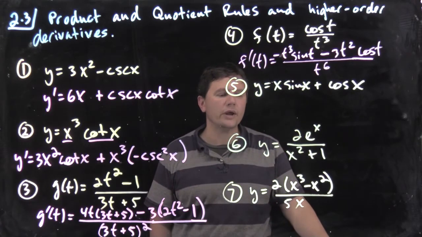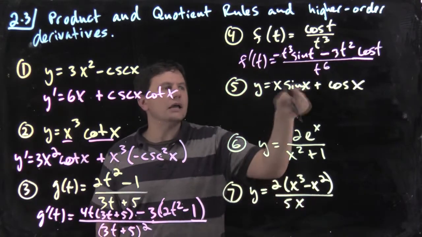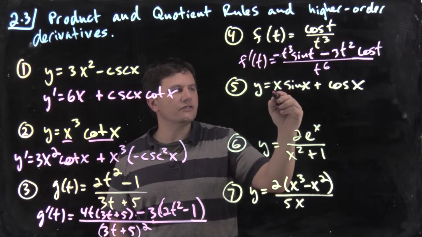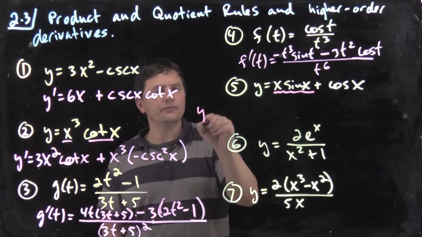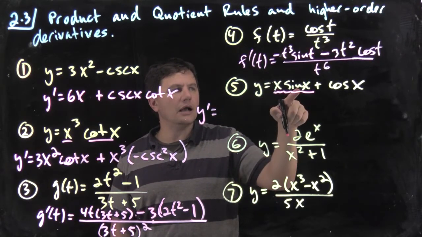If I make an error at some point, please bring it to my attention in class and we'll address it. Okay, now let's take the derivative of this. So this we got to use product rule on. So y prime is equal to the derivative of x, which is just 1. Copy down the sine x.